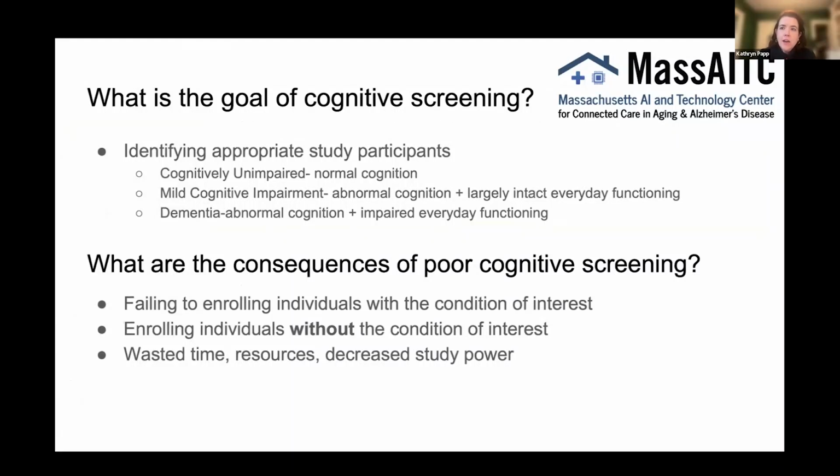And I've learned a lot about the importance of good cognitive screening in that context, and then also learned about that more in the context of being a mentor for Mass AITC and seeing some of the challenges on the ground and in the community in terms of cognitive screening. So many of us are interested in Alzheimer's disease, neurodegenerative disorders, and the goal of cognitive screening in this context is to identify appropriate study participants.